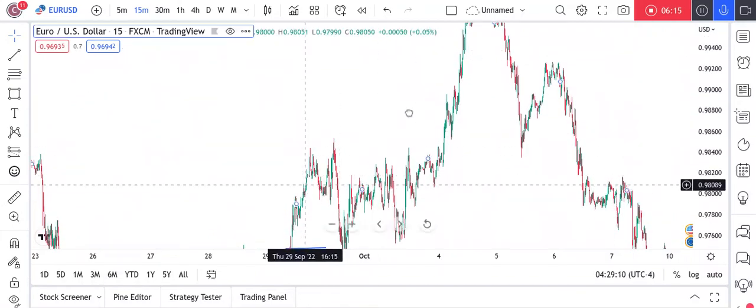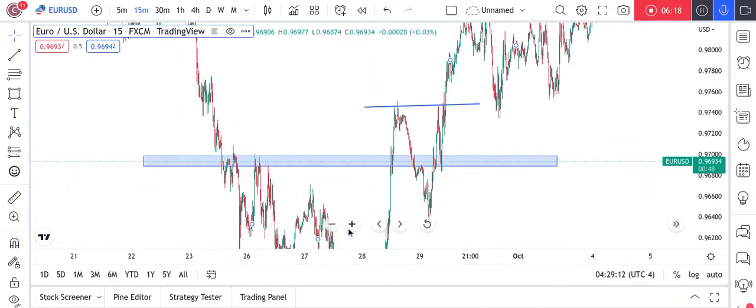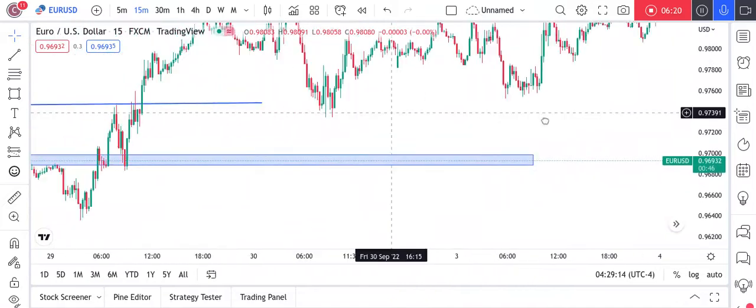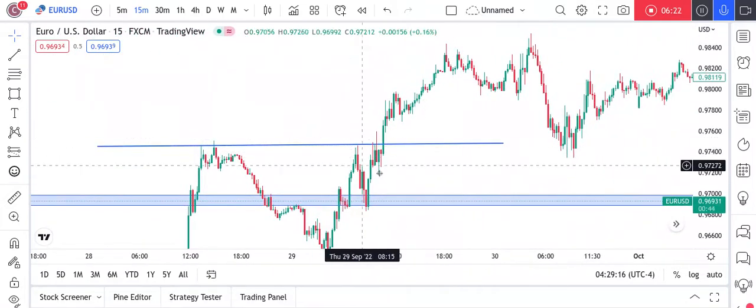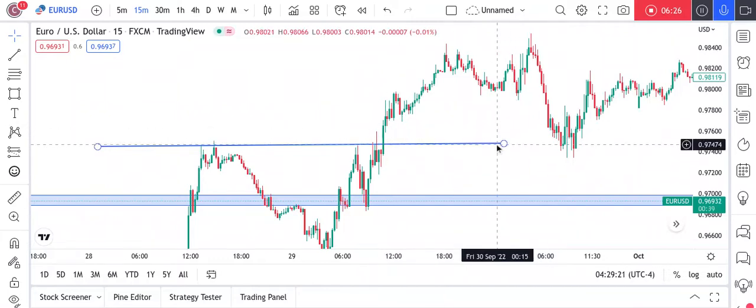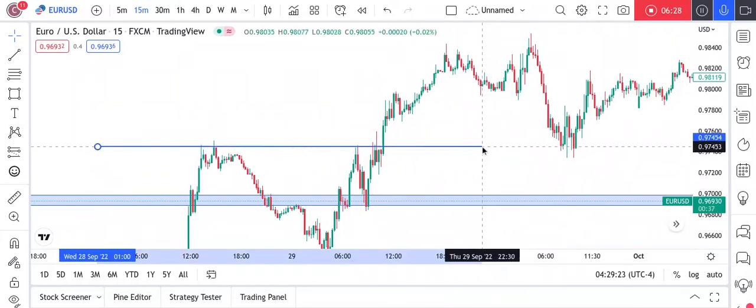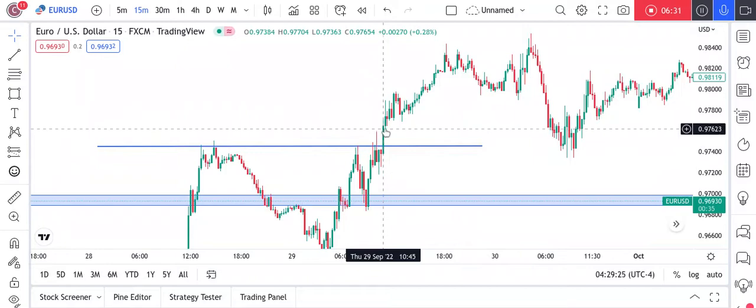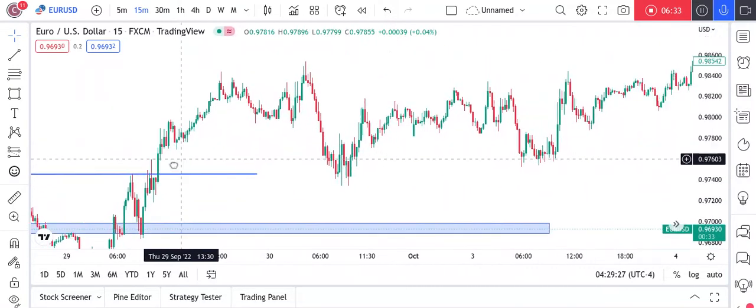So going to the 15 minutes, we can now see that we have information to take advantage of. We had a break above. This was the close, so you have your entry here.